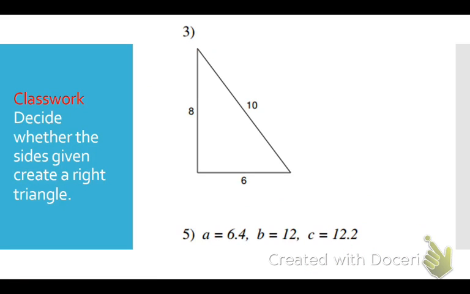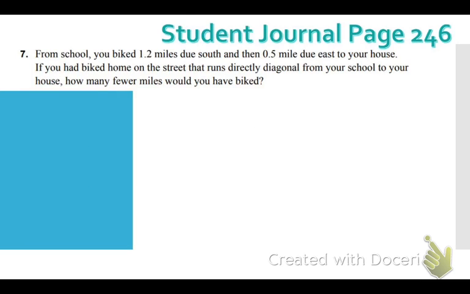All right, your turn. These are two separate problems, the one at the top and the one at the bottom. You're deciding whether it's a right triangle. So this is a word problem. The key to any word problem is drawing a picture. It's on 246. You need to draw.